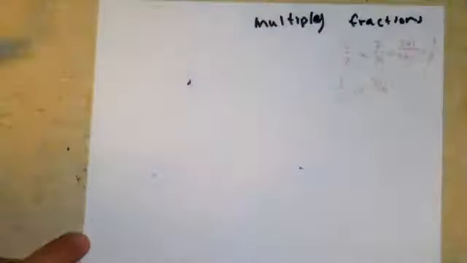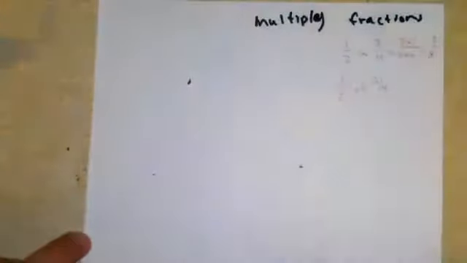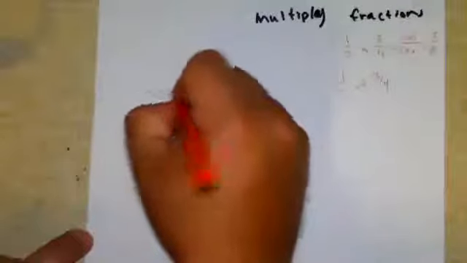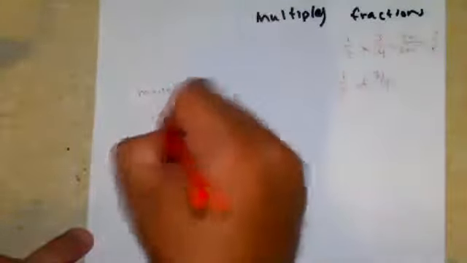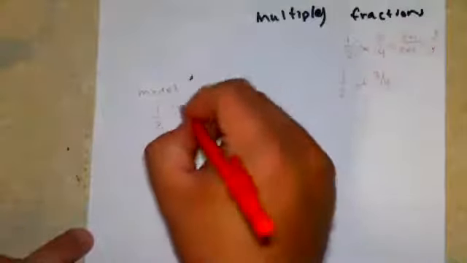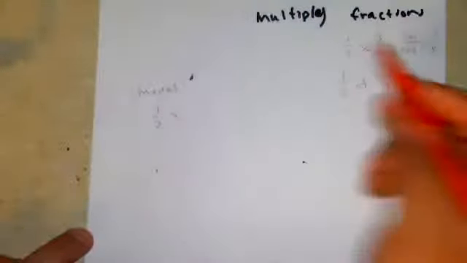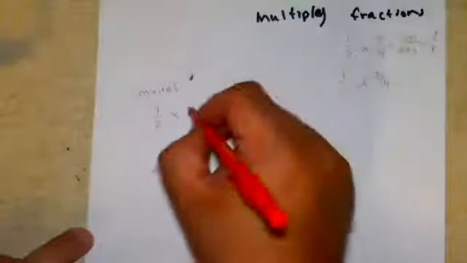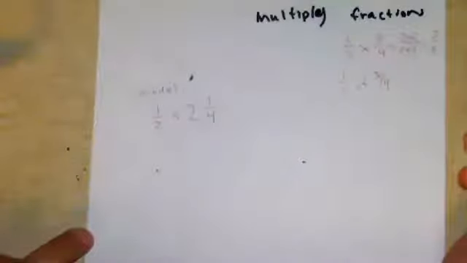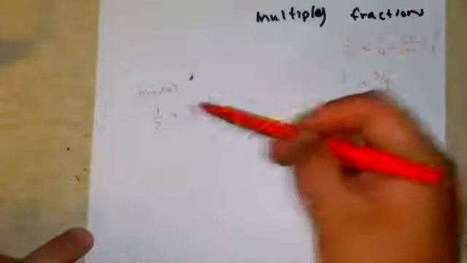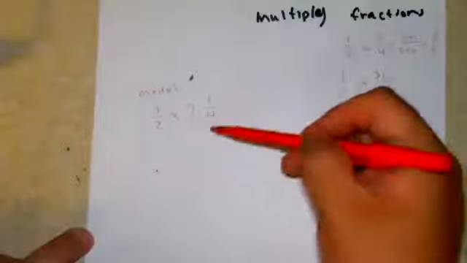So let's look at a different kind of model. So we're going to use a model. We're going to be using 1/2 times, let's go with 2 1/4. Okay, so we've got 1/2 times 2 1/4.